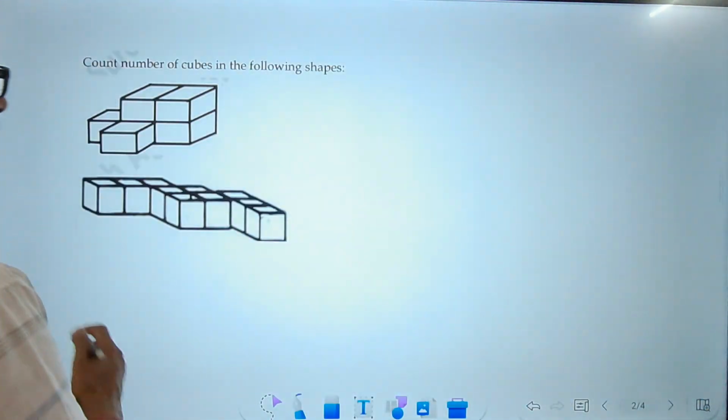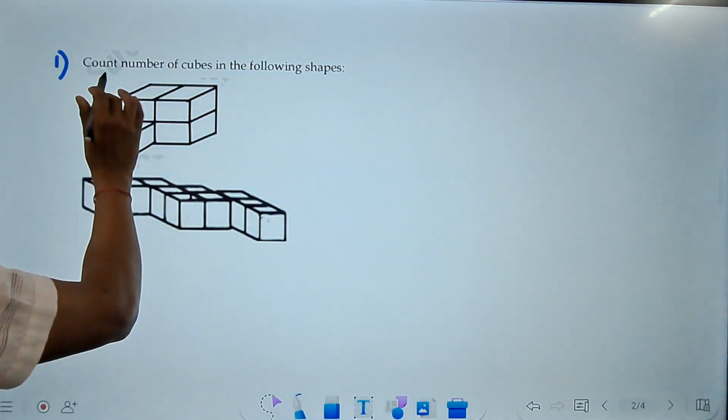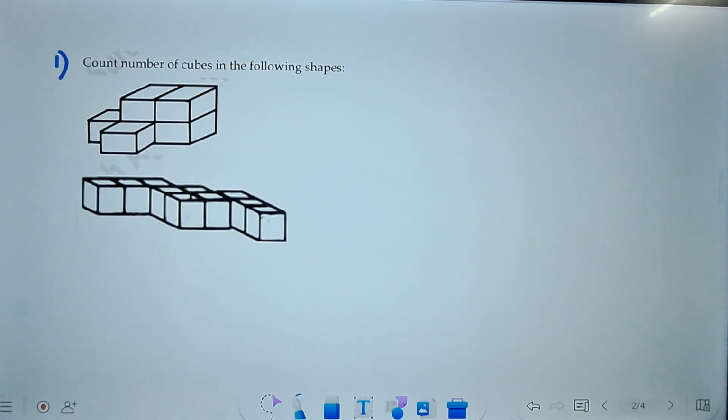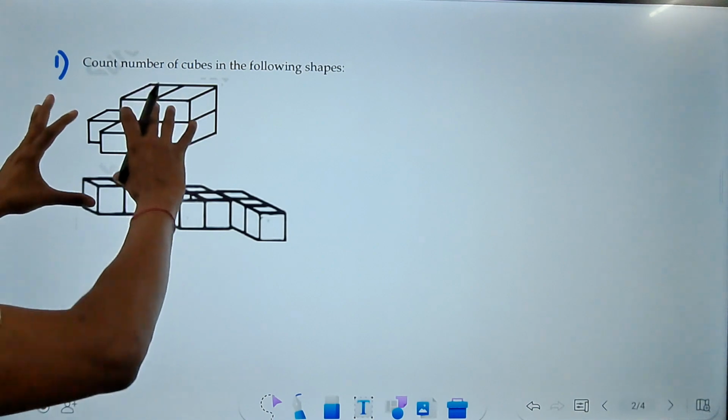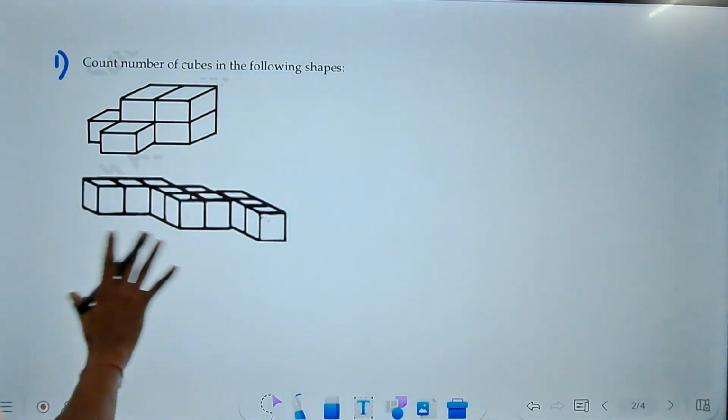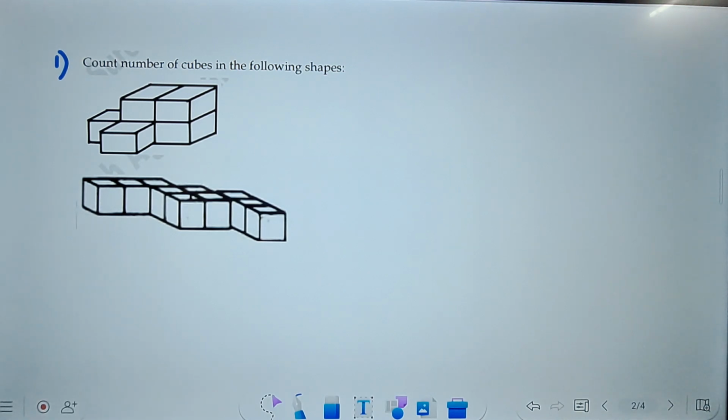The first question which I am going to take up is to count the number of cubes in a given shape. So see, these are three-dimensional arrangements and you need to visualize them in your mind, make a map or a picture of this in your mind as to how this particular solid is obtained by placing cubes adjacent to one another, one above the other, and stacking them together like this. So let's see how many cubes are there in this particular shape.